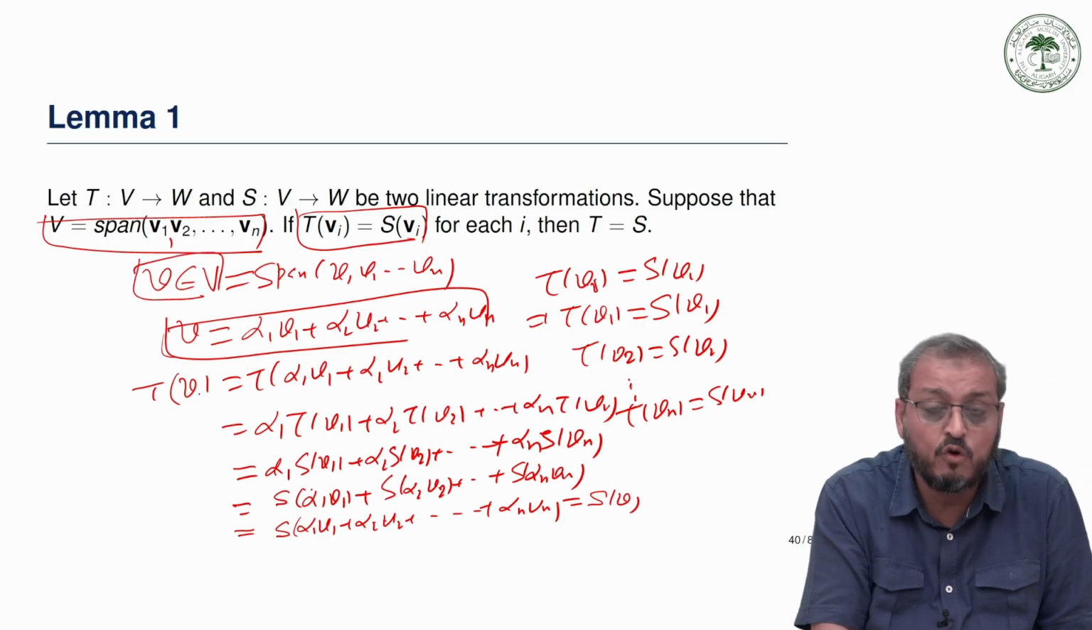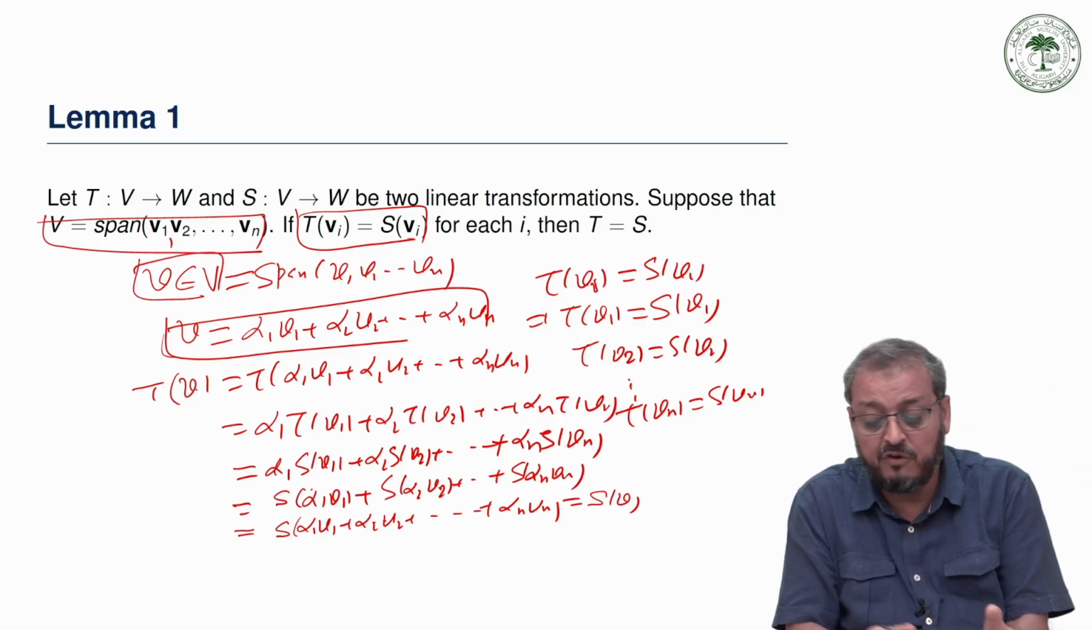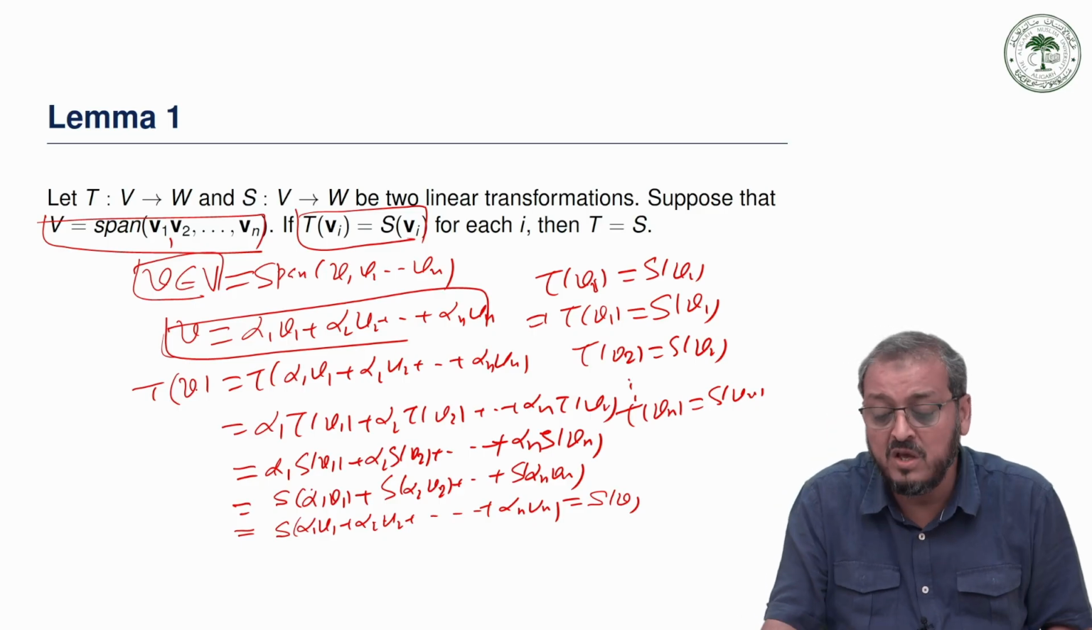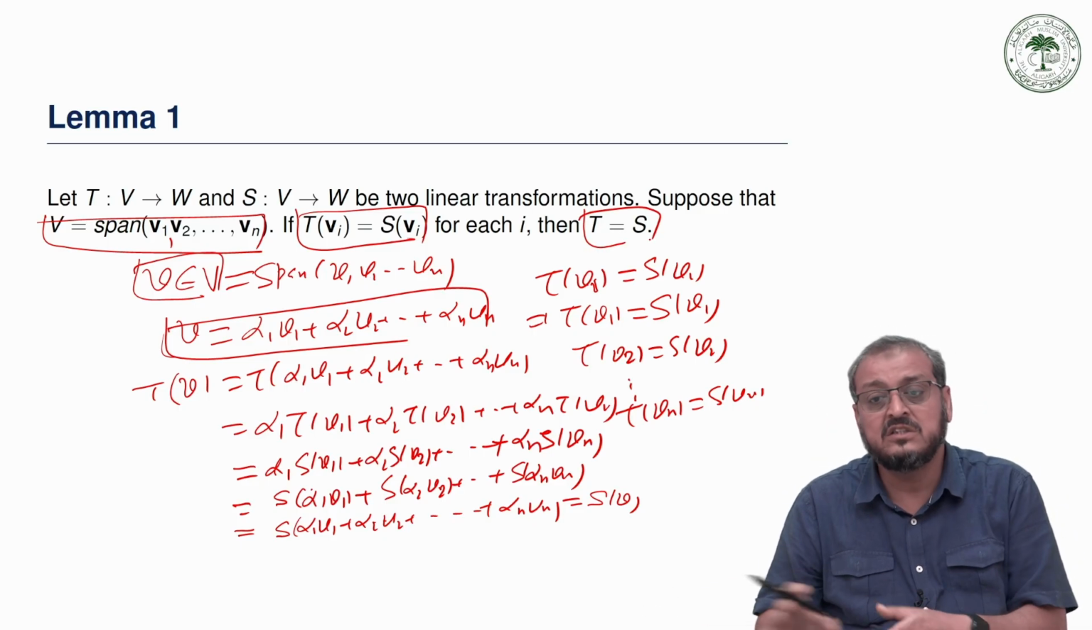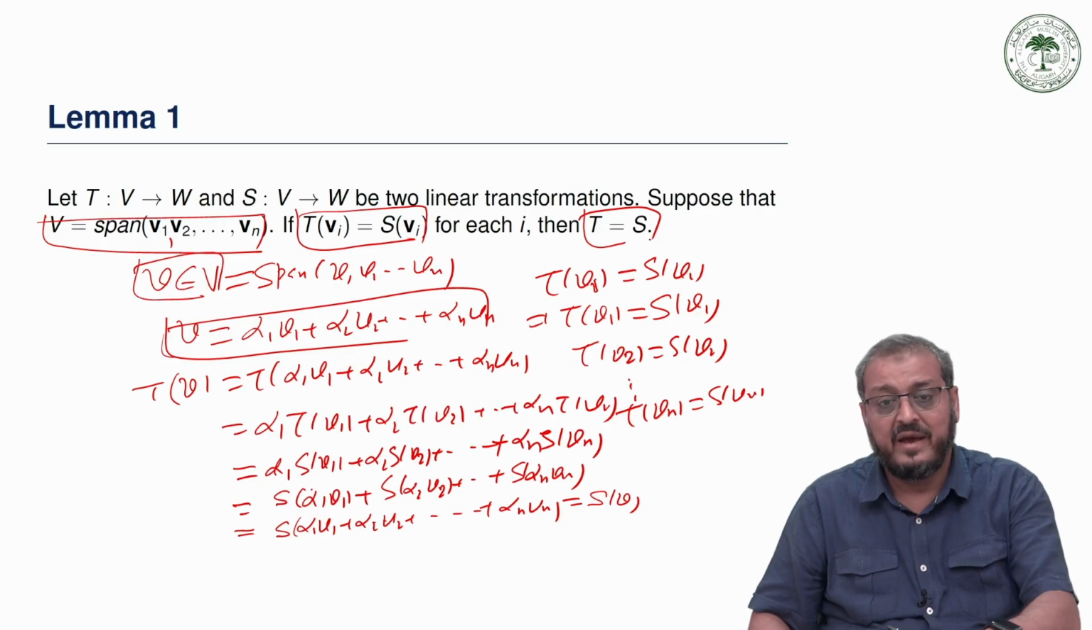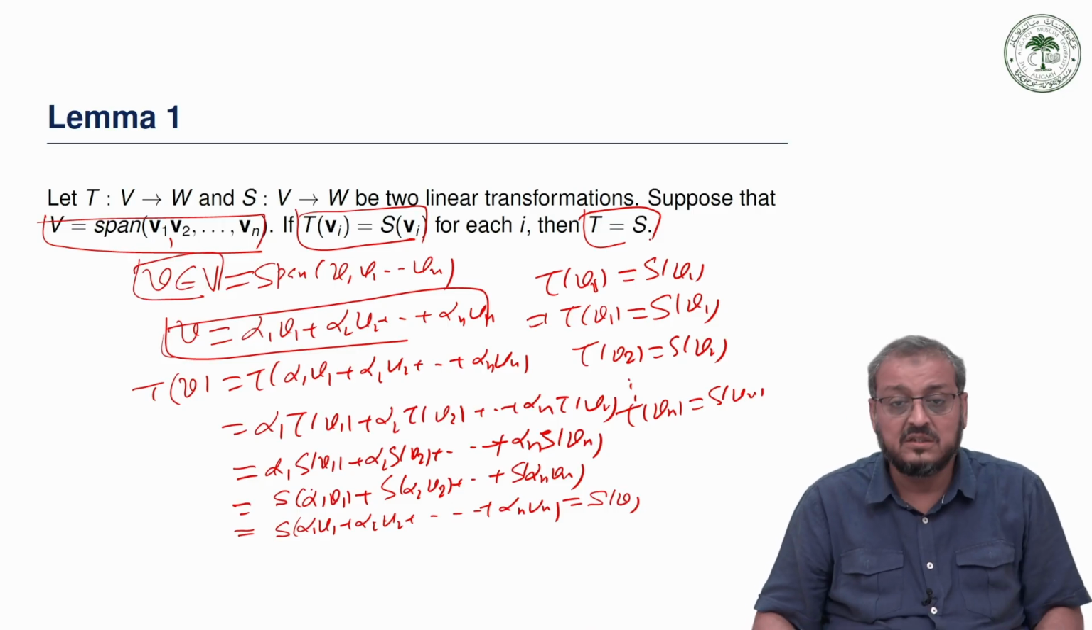So this is true for each and every V: T of V is equal to S of V for all V. That means we can say that S is equal to T, or T is equal to S. This is the proof of this lemma.